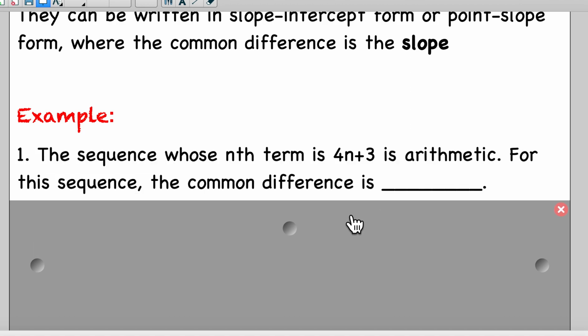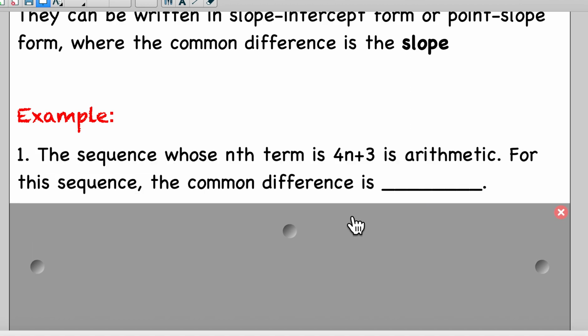So for example, the sequence whose nth term is 4n plus 3 is arithmetic, or arithmetic is what we call it sometimes. For this sequence, the common difference is blank. If we think about it, the common difference is basically going to be the slope if you see it written in this form. The fact that it's like mx plus b form, we know that this is kind of like a line if it was x and y. It's not a line because you don't connect the points, but it looks like a line's format. That's what tells me it's an arithmetic sequence.